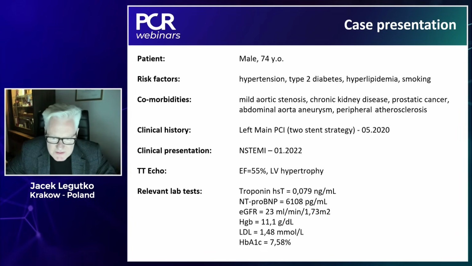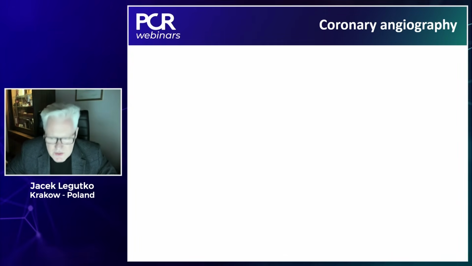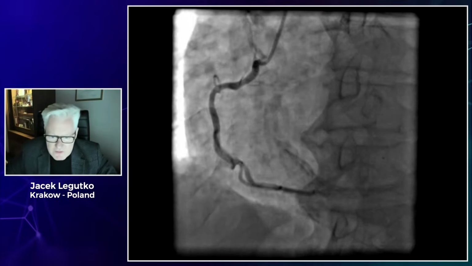I would like to share my experience with something which I believe will be more and more often a problem in our cath lab. So this is a 70-year-old male with a lot of risk factors and comorbidities, and because of that, this patient was disqualified from CABG and was treated with left main PCI and two-stent strategy in May 2020. This patient came back to our cath lab on a duty day because of recurrence of angina and some troponin elevation, and was scheduled for control angiography. And this is what we found.